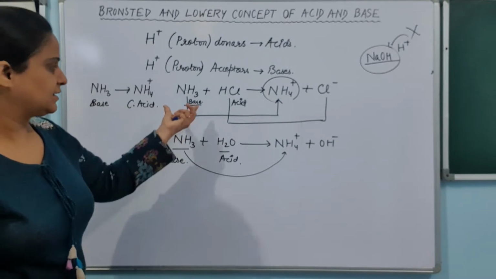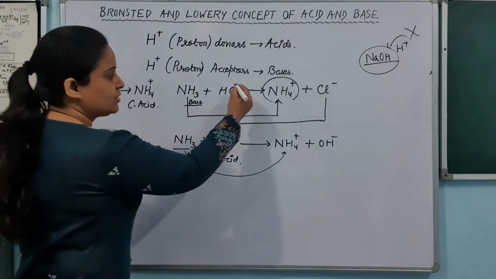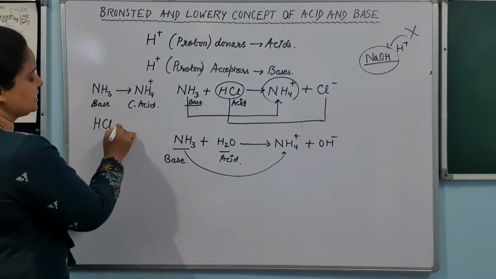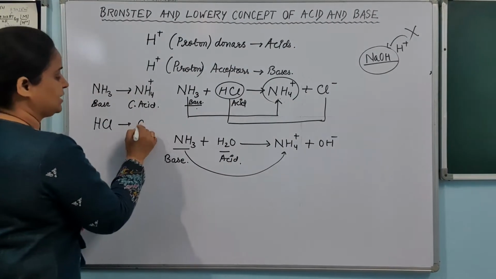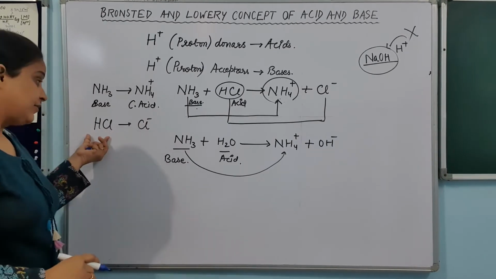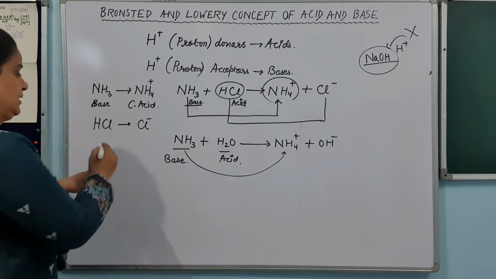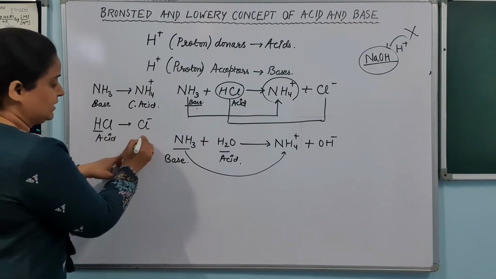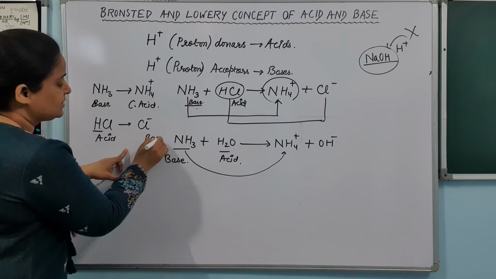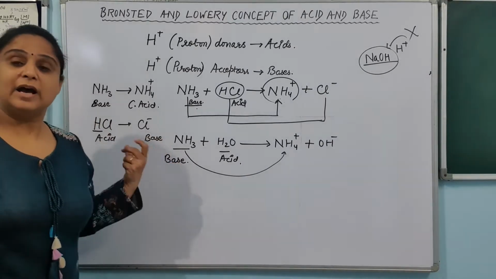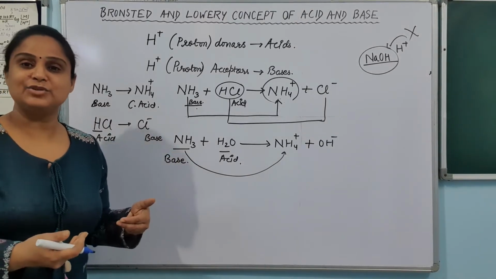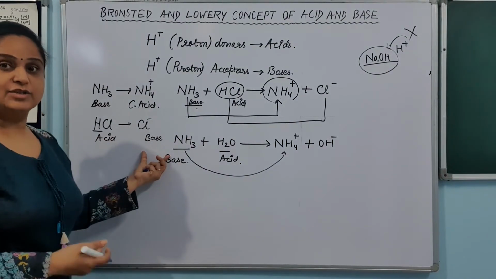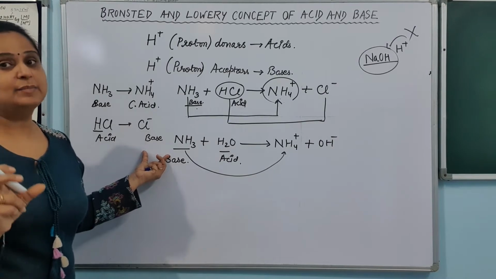Let us understand it by giving another example. This time I am taking HCl. Look at this HCl. It has converted into Cl minus. After the loss of the H plus ion, because it has lost it, it was an acid. After the loss, it has converted into a base, because now it will accept. Why is it a base? Because now it has a tendency to accept H plus. So this acid and base pair is known as a conjugate acid and base pair.